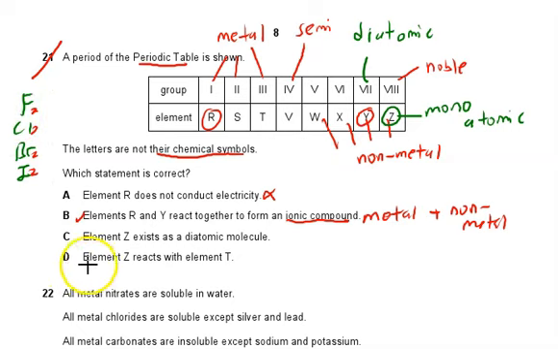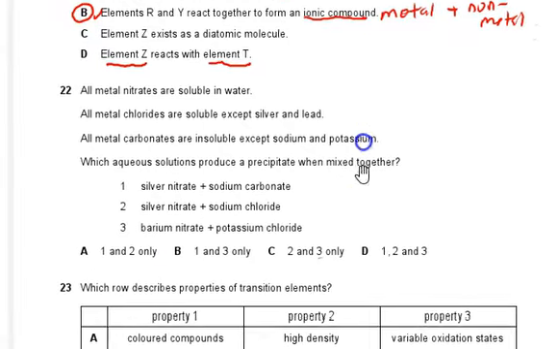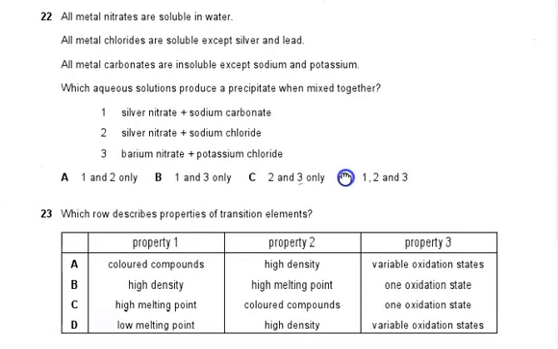Now look at D. Element Z reacts with element T. So element Z does not react. They are inert. So your best answer here will be B. Now let us look at number 22.